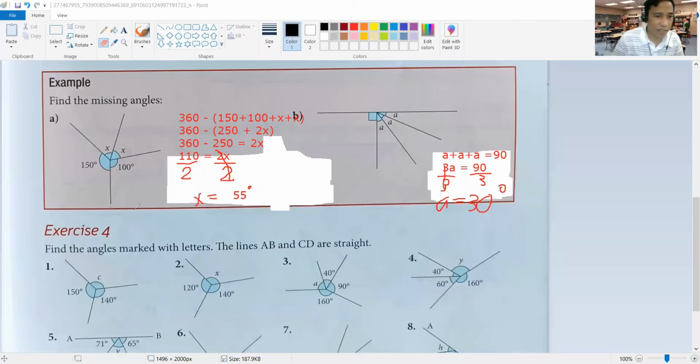So let's take exercise number 4 from the textbook of Complete Mathematics for Cambridge IGCSE 5th edition, and this is the core.